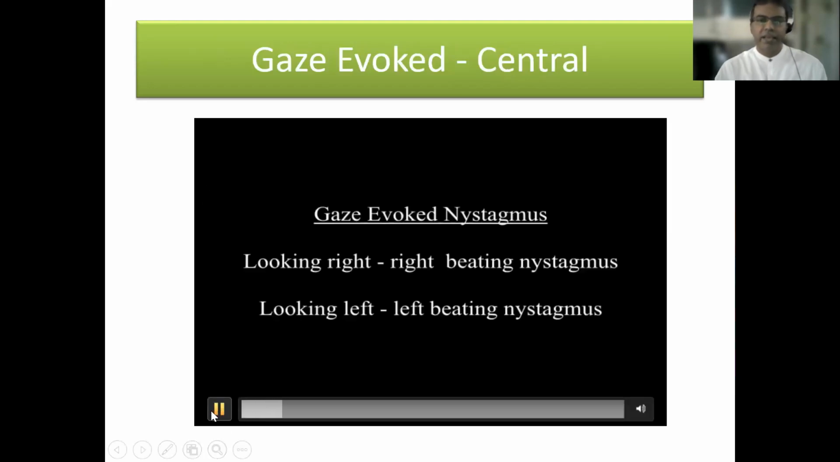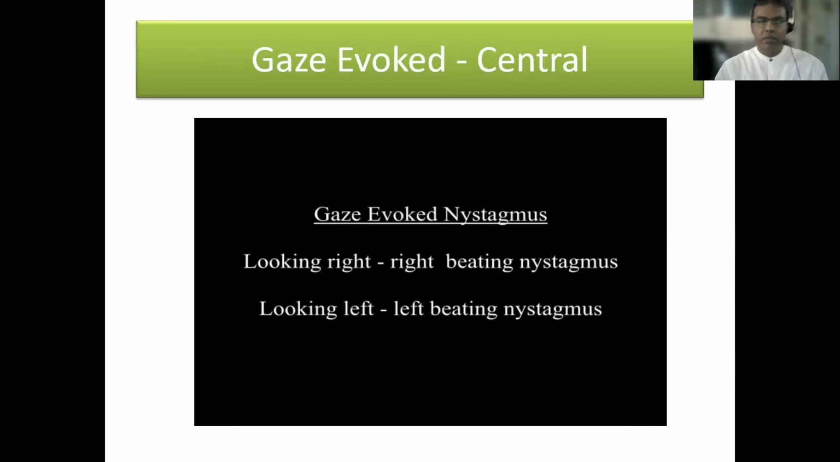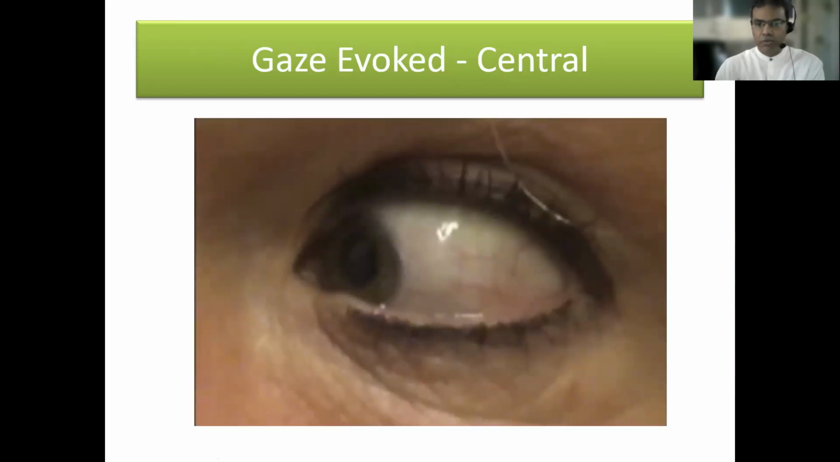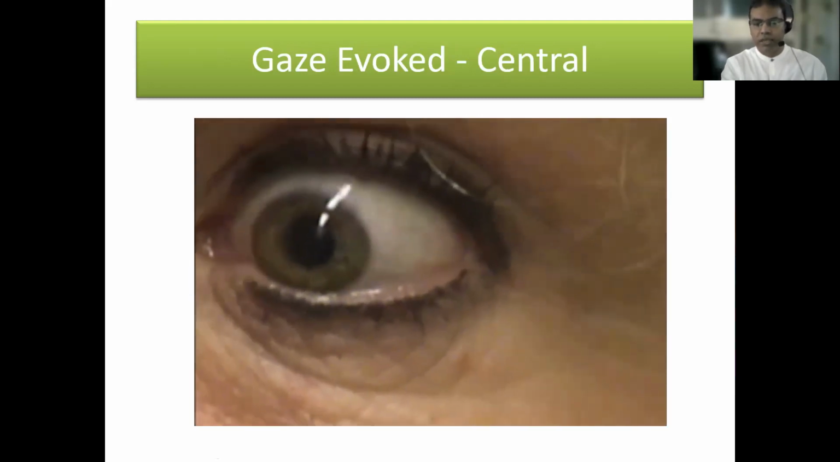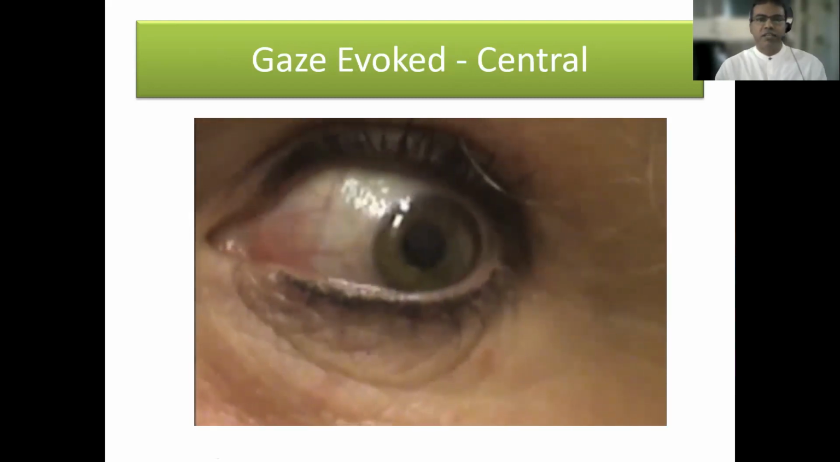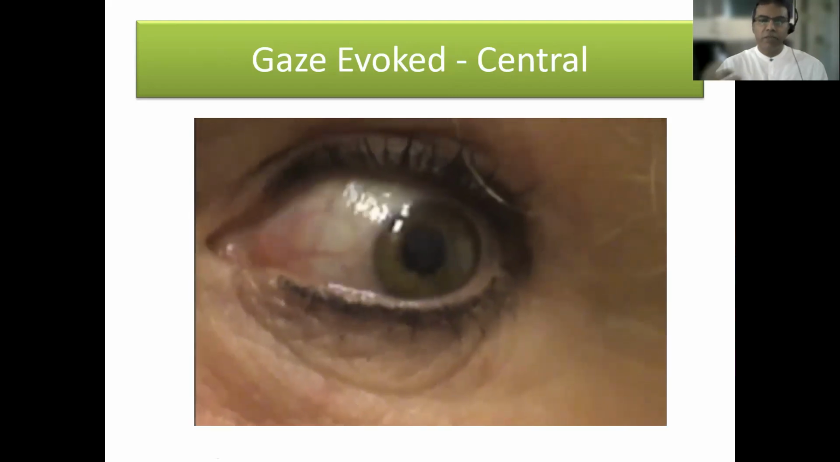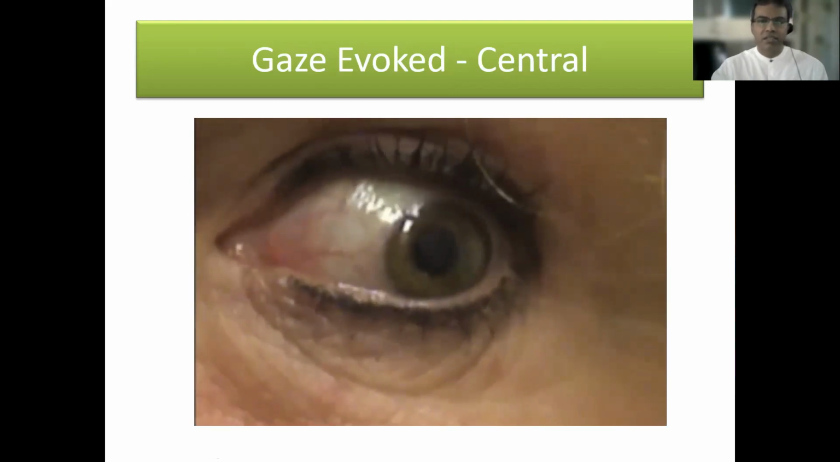The next is gaze evoked. Gaze evoked means when the patient gazes to the right, it beats to the right. When the patient gazes to the left, the nystagmus beats to the left. So it is like a direction changing nystagmus. So once again, when you have a direction changing nystagmus, this signifies a central lesion.